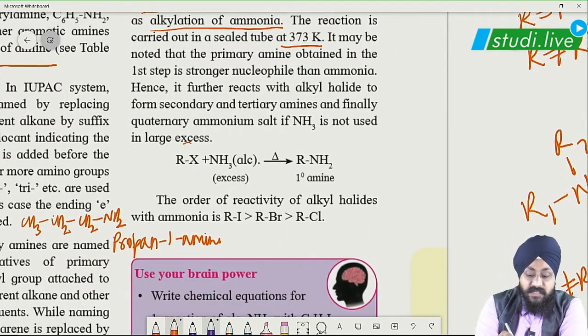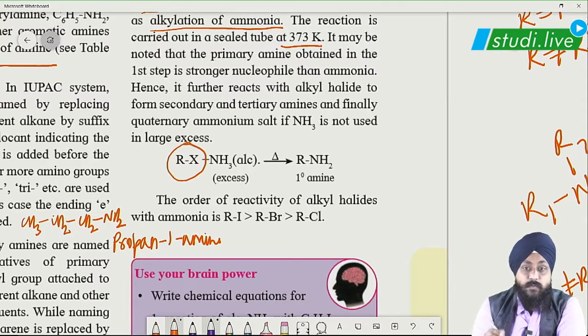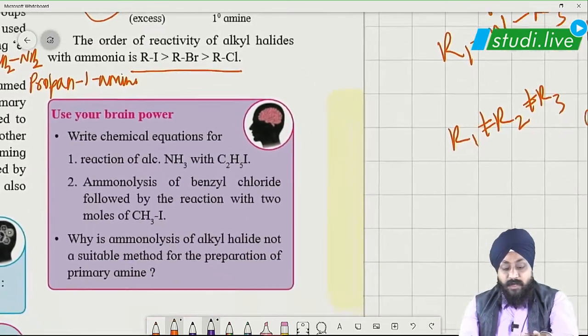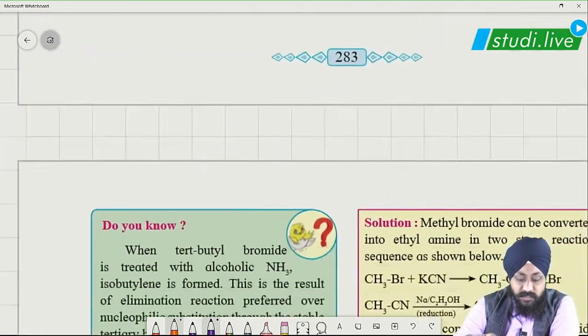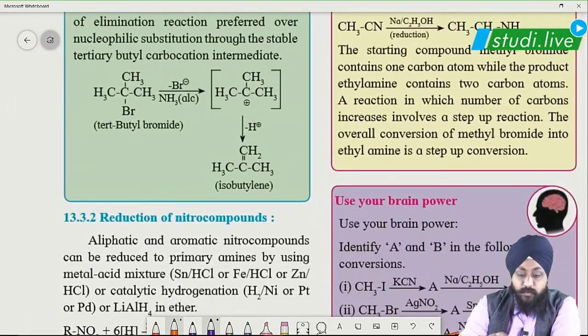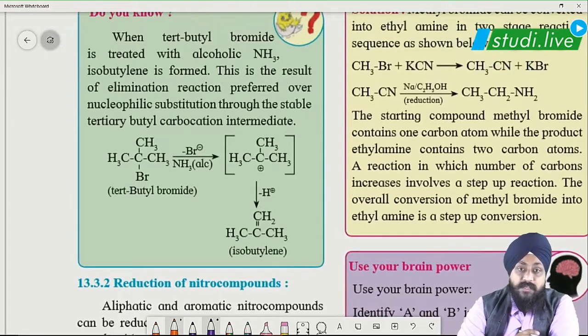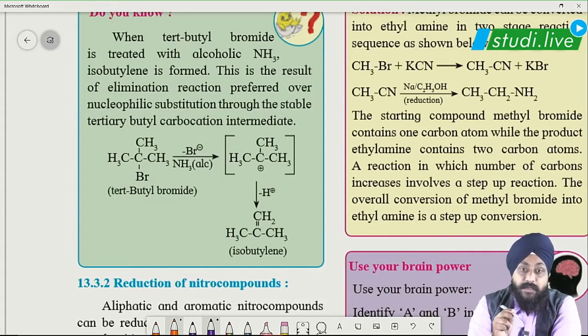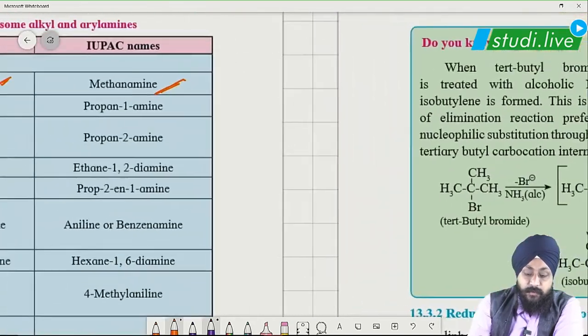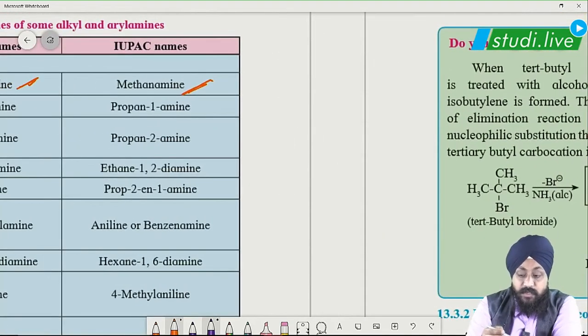Now here, what is going to be the order of reactivity of alkyl halides? It is iodide greater than bromide greater than chloride, students. Now, one important thing which you are supposed to note is that your alkyl halide should never be tertiary when you are reacting it with alcoholic ammonia.